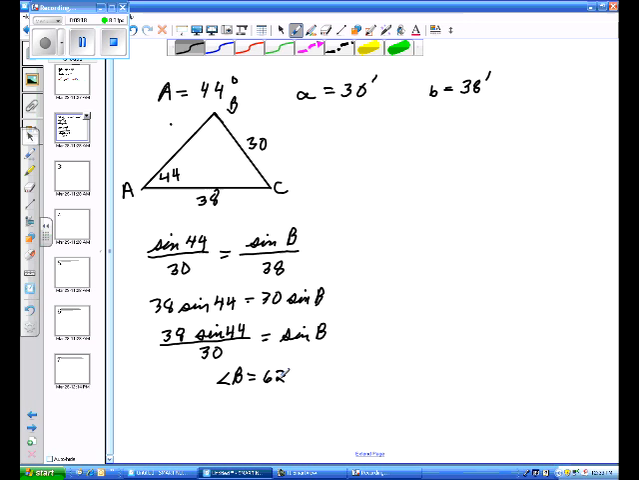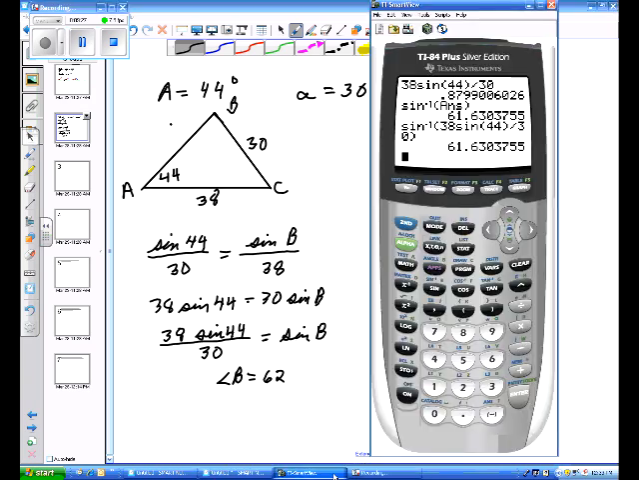But the problem is our sine was positive. When we went back and we were looking at that computation, our function was positive. The sine is positive in the first quadrant, but it's also positive in the second quadrant. So we don't know from this if we're supposed to be in the first quadrant or the second quadrant. That's where the ambiguity comes in. So what we have to do is figure it for both.